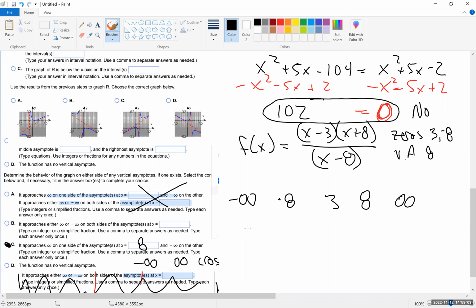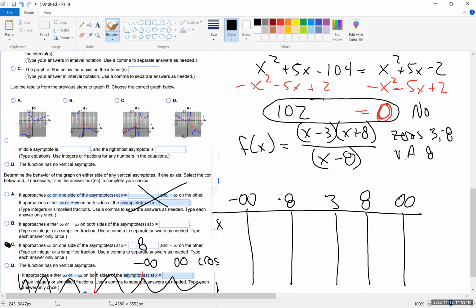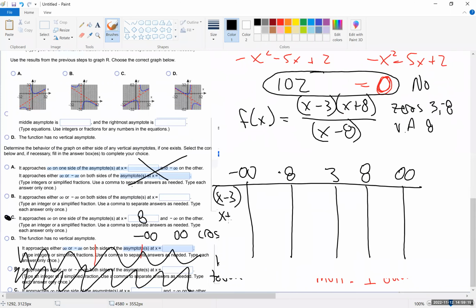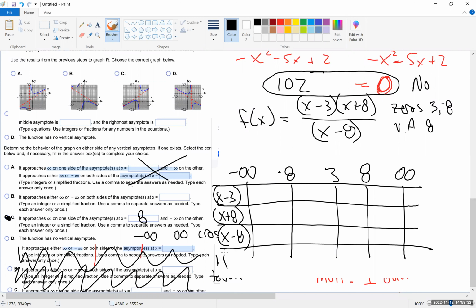Okay, and then draw a line down from the middle of that number. And on the left side, put all your factors. So you have x minus 3, you have x plus 8, and you have x minus 8. All right, and then at the end, we're always going to put f of x. And then you can just pick numbers. Pick numbers in the interval.